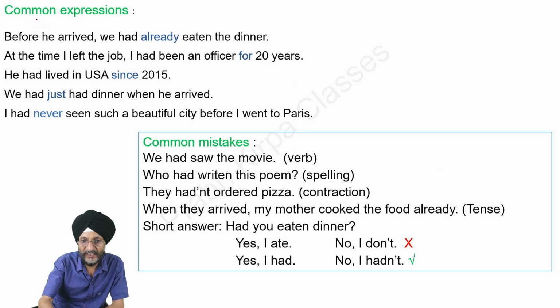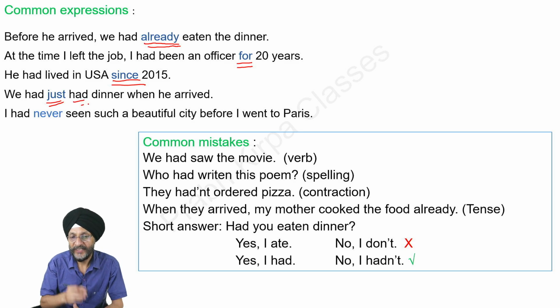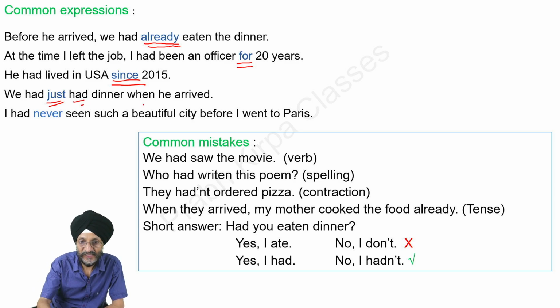Then there are certain common expressions, that is time expressions, which are used in the past perfect tense. Before he arrived, we had already eaten the dinner. At the time I left the job, I had been an officer for 20 years. He had lived in USA since 2015. We had just had dinner. Here had has been used in place of to have dinner when he arrived. I had never seen such a beautiful city before I went to Paris.